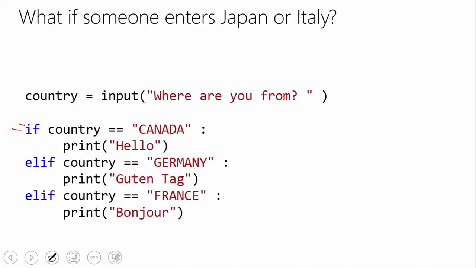It's going to check the first one. So let's say we entered in Japan. Country equals Canada? Nope, that's not it. Let's go down. If country is Germany, nope, that's not it. If country is France, nope, that's not it. So in this particular case, it's just going to exit out of that if block, because we didn't tell it what to do in the case of Japan.